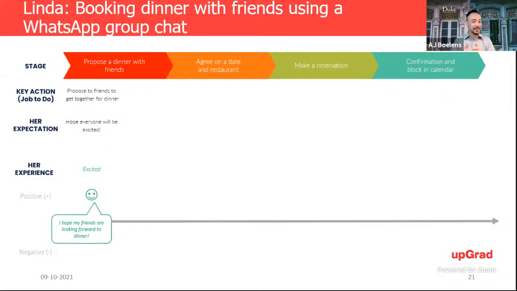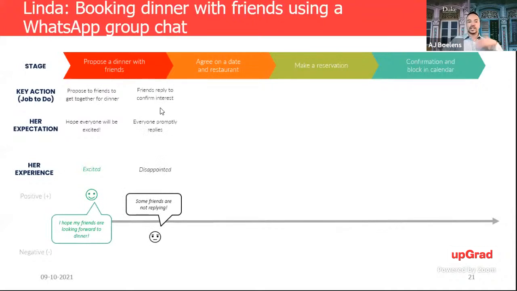Hey, girls, let's get together and have a dinner. All her girlfriends are super excited. So she's like, yeah, that's great. That's exactly what I wanted to have. But then she needs her friends to reply to confirm their interest, and she's hoping that everyone will respond promptly. This should take an hour and we should get everyone to reply, but she's disappointed.